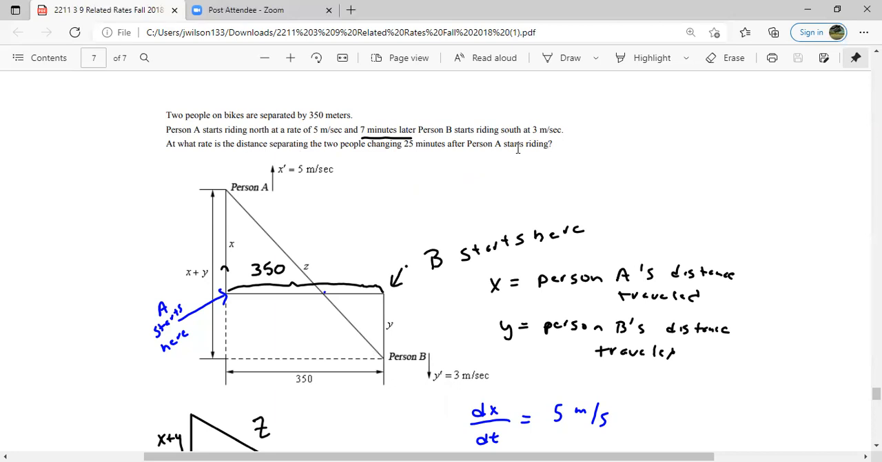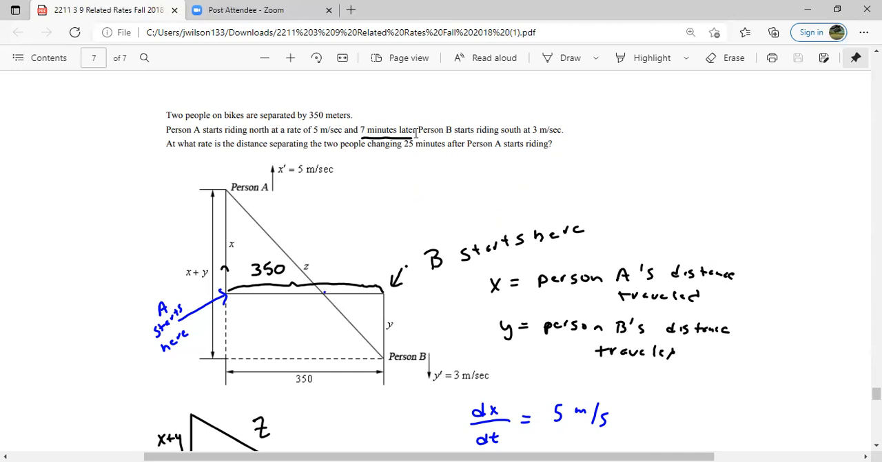Okay, so let's let X be person A's distance traveled by that point in time. So really that's 25 minutes after they start. And let's let Y be the distance traveled for person B after they start. And they start, wait a minute, 7 minutes later than person A.